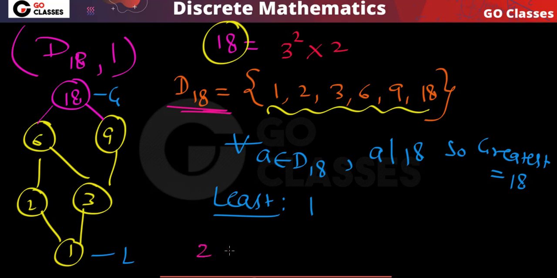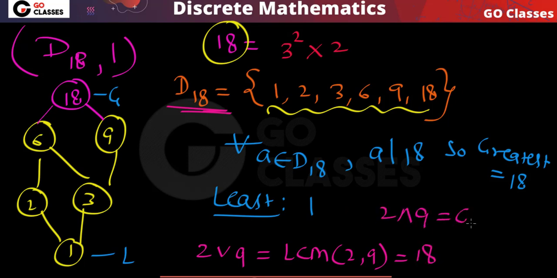For example, if I ask you what is the LUB of 2, 9? LUB will be the LCM. So LCM of 2, 9 will be 18. And if I ask you what is the GLB of 2, 9, that will be the GCD of 2, 9, and the GCD of 2, 9 is basically 1. You can see from this Hasse diagram, the LUB of 2, 9 will be 18, and the GLB of 2, 9 will be 1. So this is the idea.